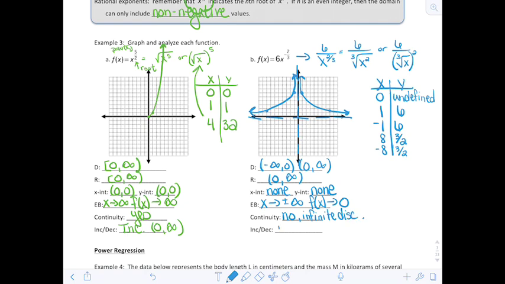Increasing or decreasing, well, it does do some different things. As you read it left to right, it is increasing from negative infinity to 0, and then it is decreasing from 0 to infinity.